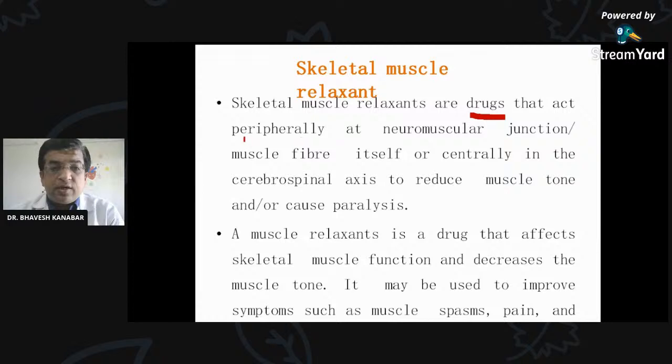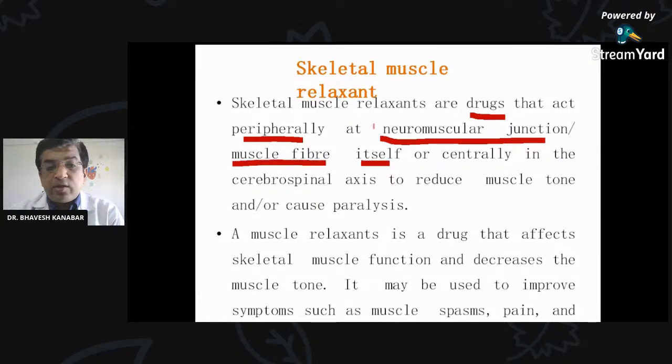These are the drugs that act peripherally at the neuromuscular junction. So remember the site of action of the drug, that is the neuromuscular junction. The primary intention of this drug is to relax the skeletal muscle fiber. So to relax the skeletal muscle fiber, this drug should act at the neuromuscular junction as well as the muscle fiber itself. So there are two sites of action. One is the neuromuscular junction and second is the muscle fiber itself.